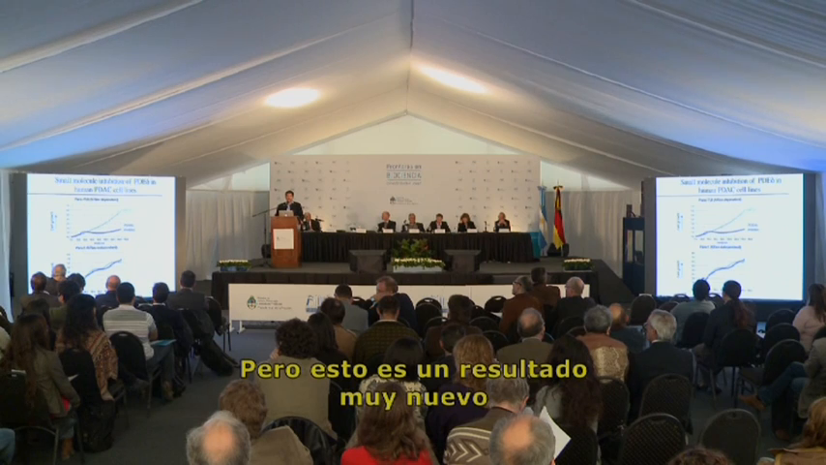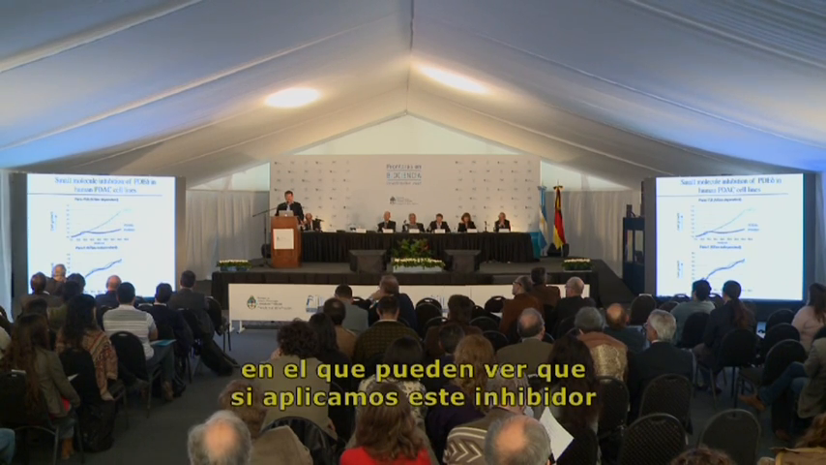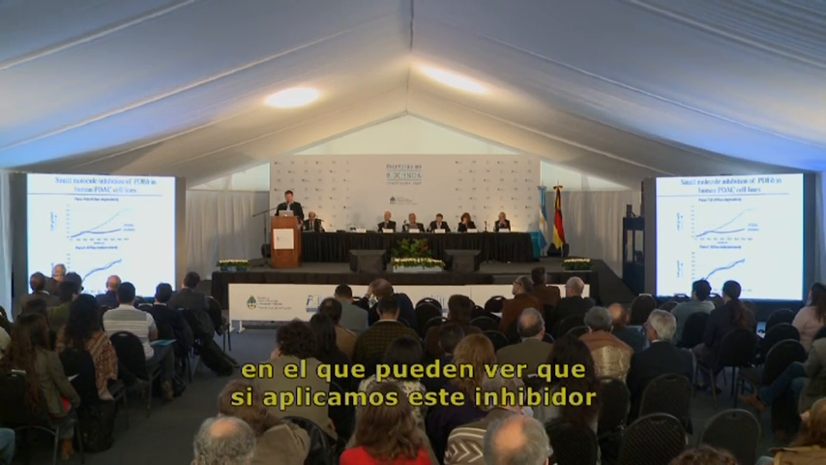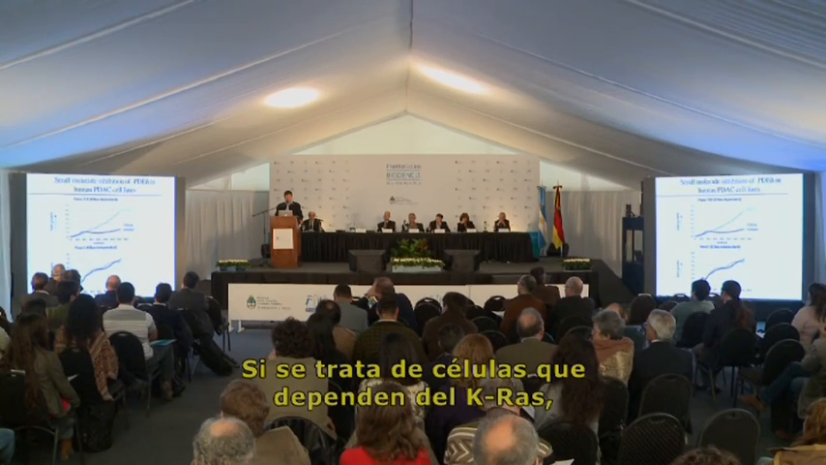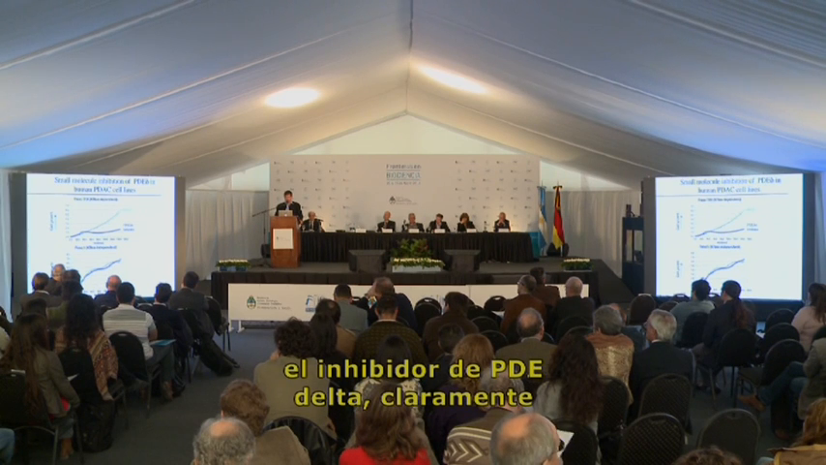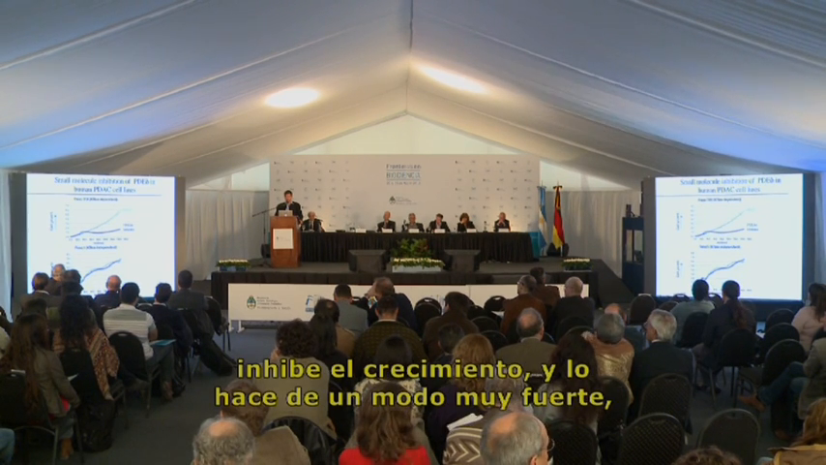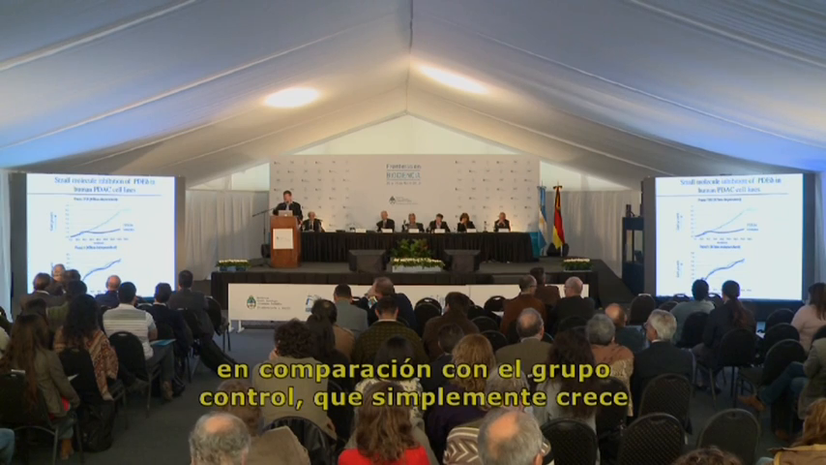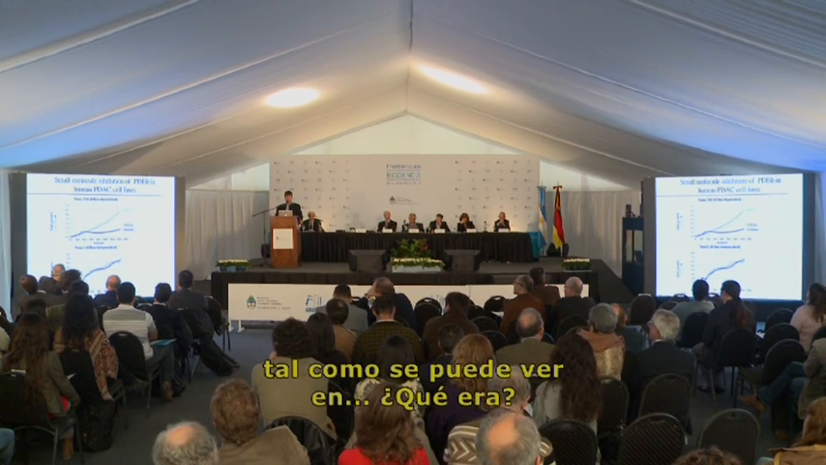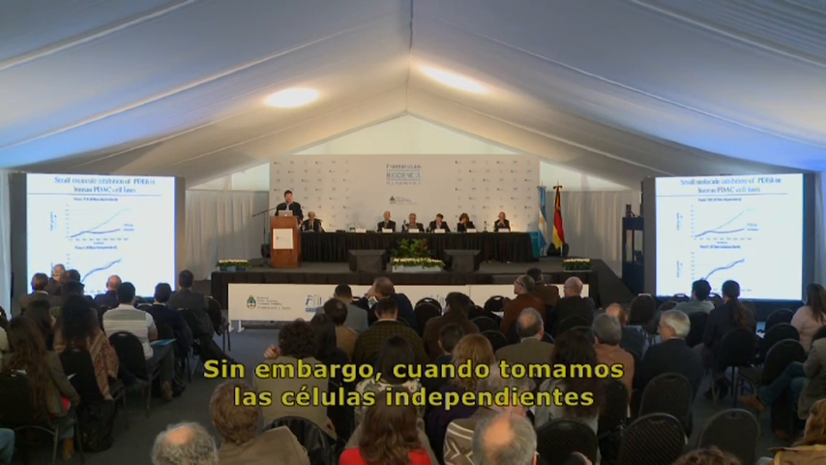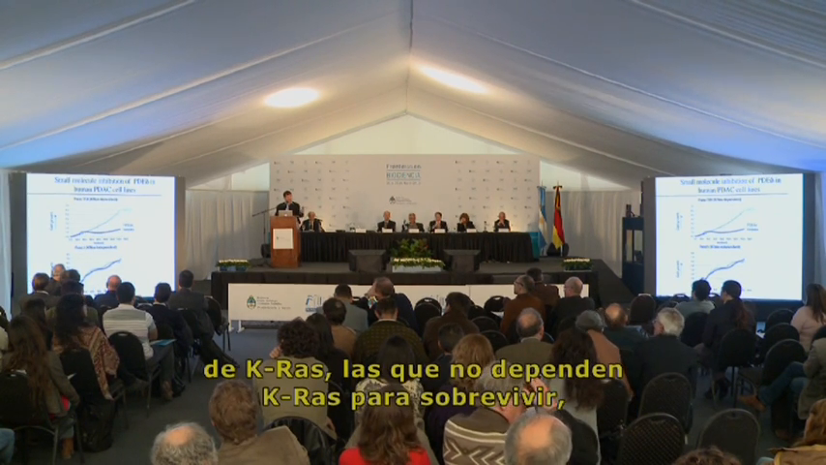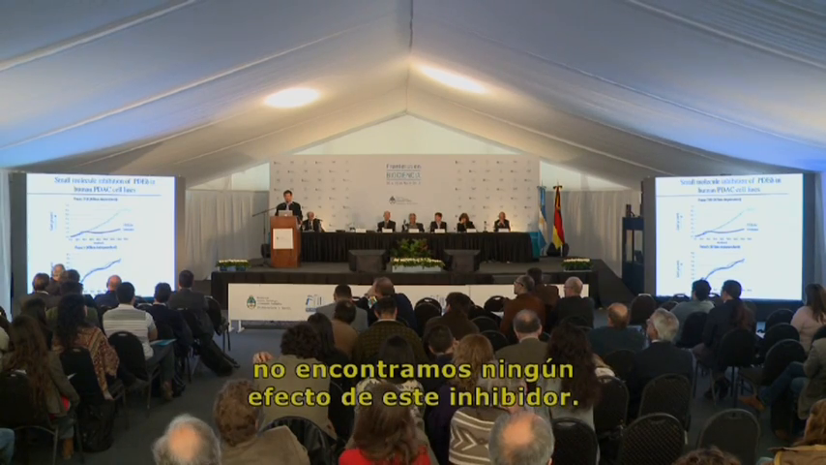And this is really a very fresh result, where you can see that when we now apply this inhibitor to human pancreatic tumor cells that are KRAS dependent or KRAS independent, you see the following. In the KRAS dependent situation, the PD delta inhibitor clearly inhibits the growth, and very strongly, versus the control group, which simply grows, as shown by the light curve. However, when we take KRAS independent cell lines that don't depend on KRAS for their survival, that are not addicted, then there's no effect whatsoever of this inhibitor.